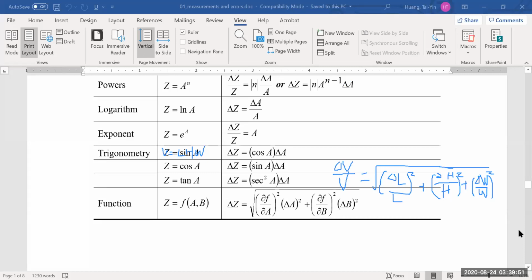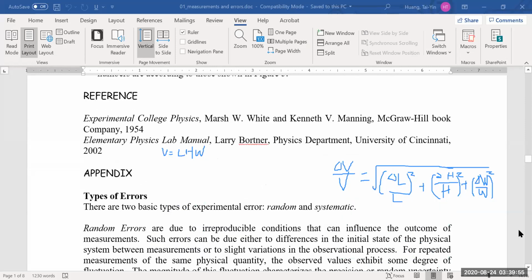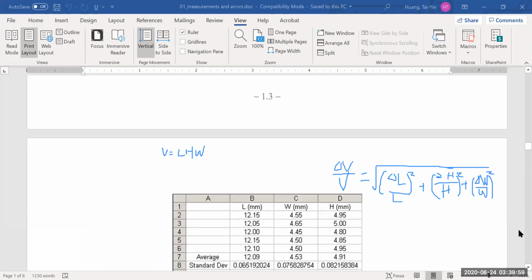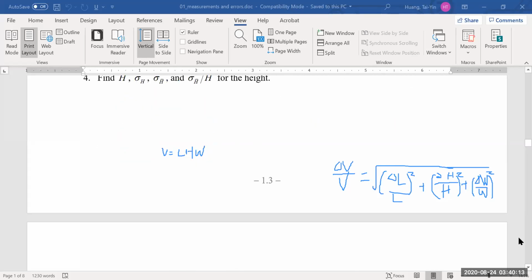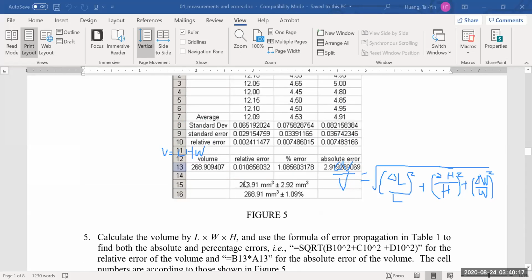So for today, as I mentioned, you're given an iron bar, and you're going to use a vernier caliper to measure each dimension 5 times, and you're going to find the average value of each quantity. You're going to find the standard deviation. You're going to find the standard error. You're going to find the relative error. Okay, and then in addition to that, you're going to find out what is the volume, what is the relative error of the volume, what is the percent error of the volume, and what is the absolute value of the volume.